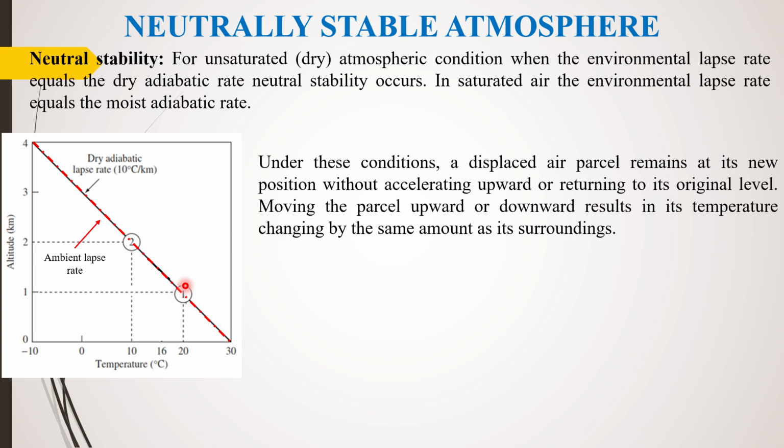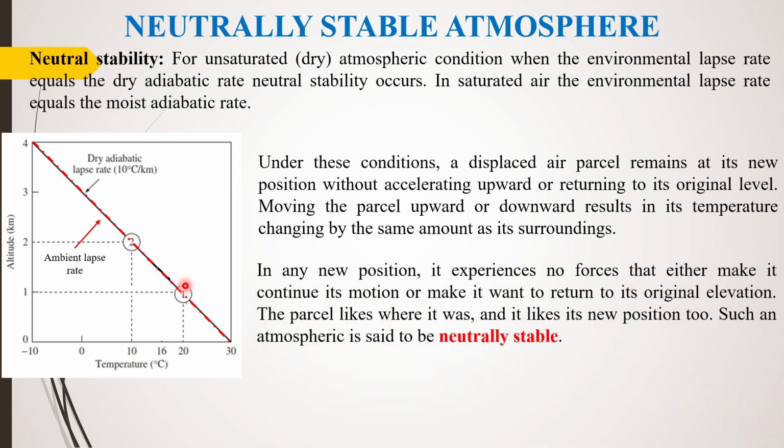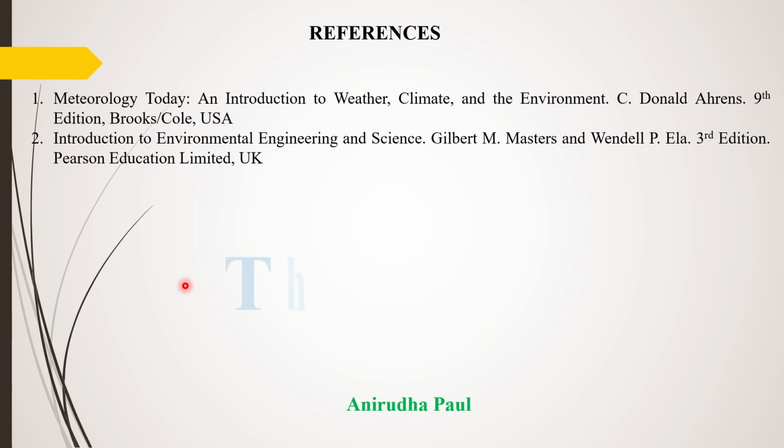So moving the parcel upward or downward results in its temperature changing by the same amount as its surrounding. So in this new position, it experiences no forces that either make it continue to move or make it want to return to the original elevation. The parcel likes where it was and it likes the new position too. And such an atmosphere is said to be neutrally stable.